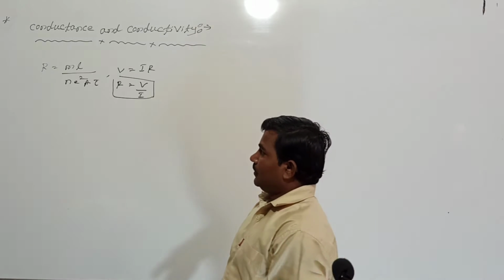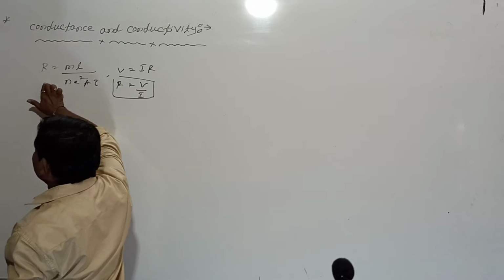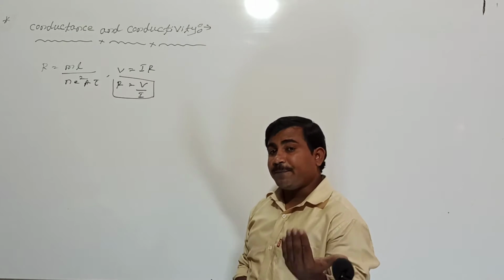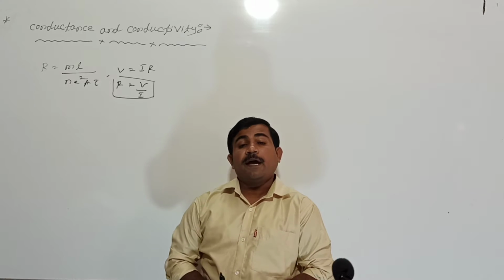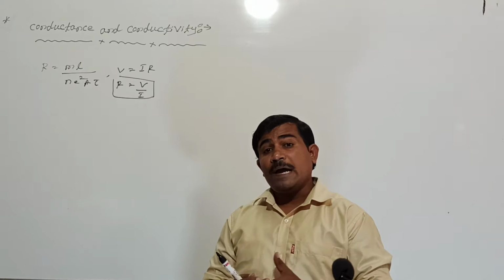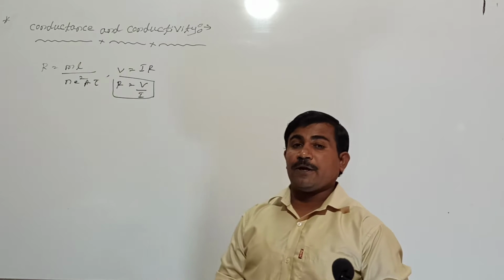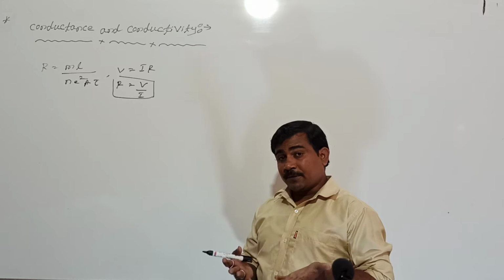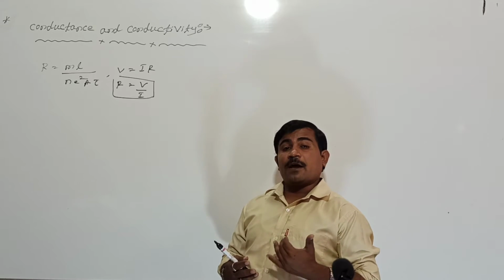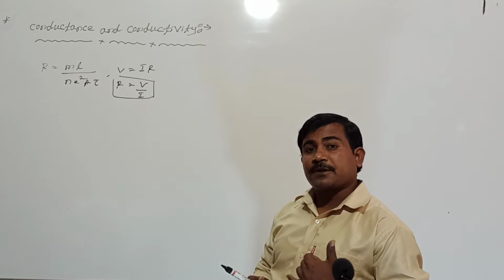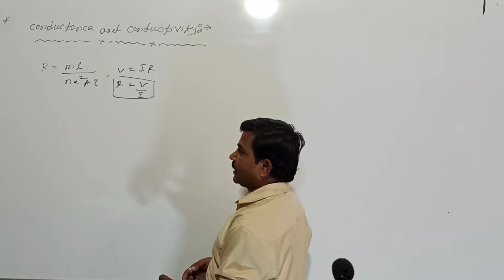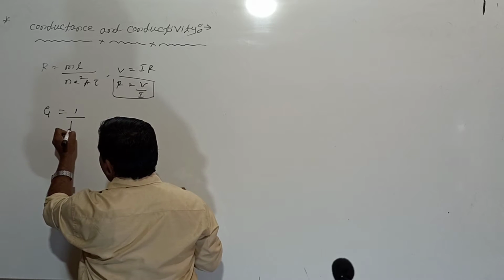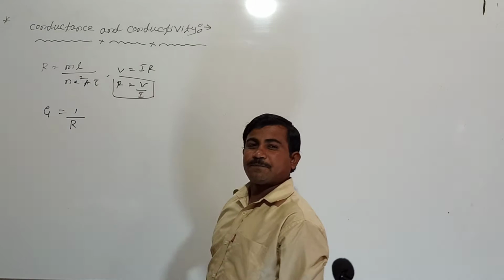See here, the reciprocal of resistance we are calling conductance. What is conductance? The reciprocal of resistance, or the ability of a conductor to allow electric current to pass through it. That ability we are calling conductance. In terms of definition, conductance is the ability of a conductor to allow the flow of electric current through it. Generally, conductance is represented by G, the reciprocal of resistance.